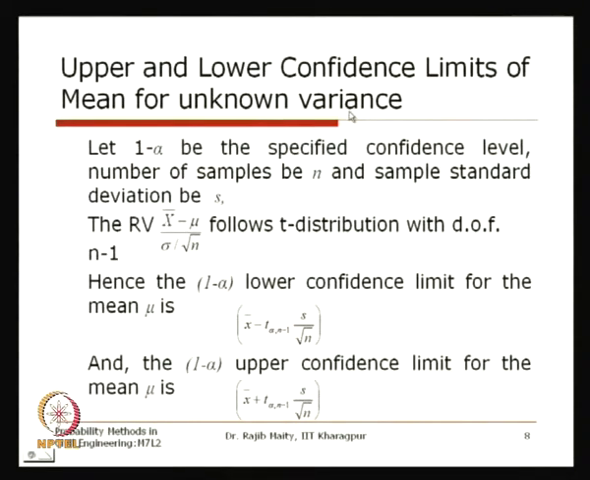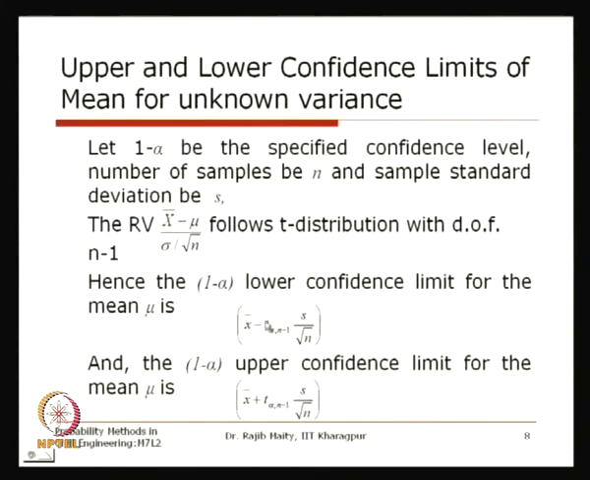And if the variance is unknown, and this is basically for a smaller sample, then let 1 minus alpha be the specified confidence level, the number of samples be n, and the sample standard deviation be s. Then x bar minus mu divided by s by square root n, which is from the sample estimate, follows the t distribution with degrees of freedom n minus 1. Hence the 1 minus alpha lower confidence limit of the mean mu is x bar minus t alpha, n minus 1, s by square root n. You can see that instead of alpha by 2 as in the earlier case, here it is t alpha, with n minus 1 degrees of freedom. Similarly, the upper confidence limit is x bar plus t alpha, n minus 1, s by square root n.